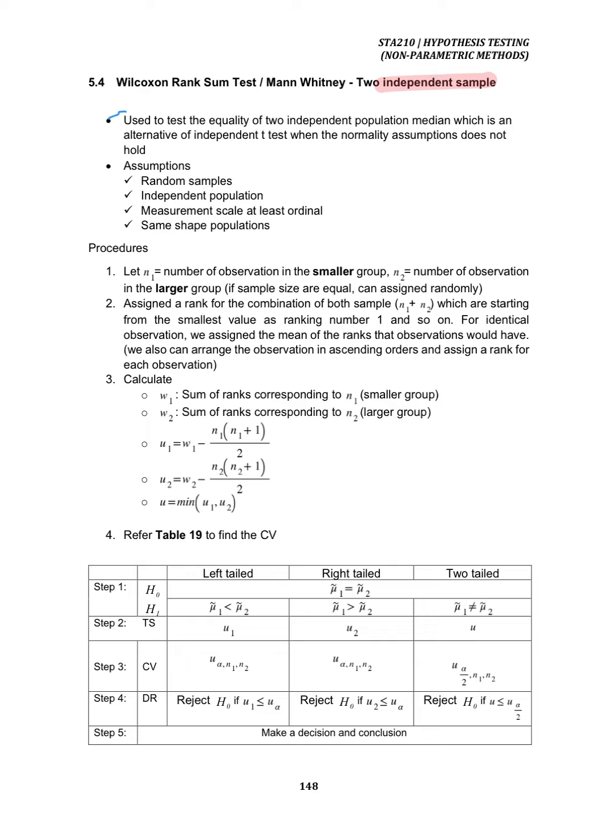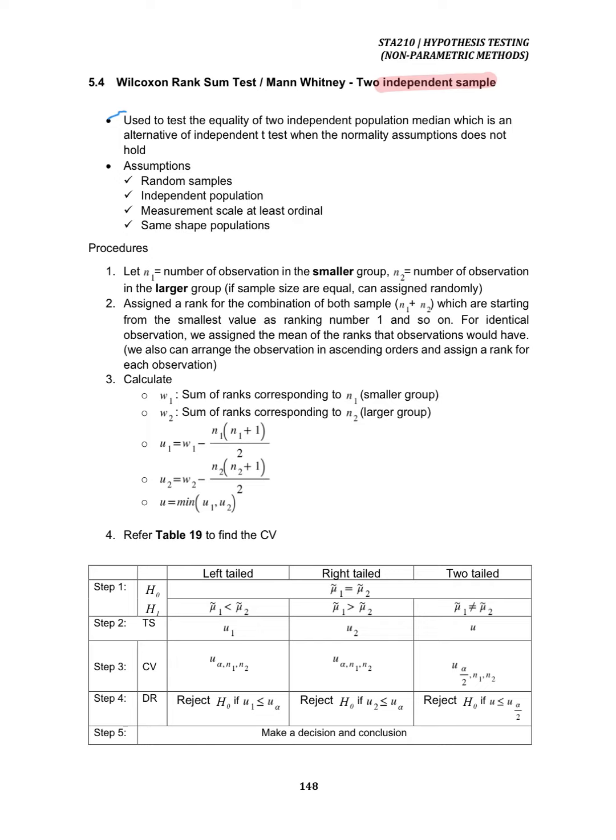Okay, when the normality assumption does not hold. So the assumptions that we have to check here are: it should be a random sample that comes from independent populations, the measurement scale is at least ordinal, and both populations have the same shape. Okay, so what are the procedures involved in the Mann-Whitney test?